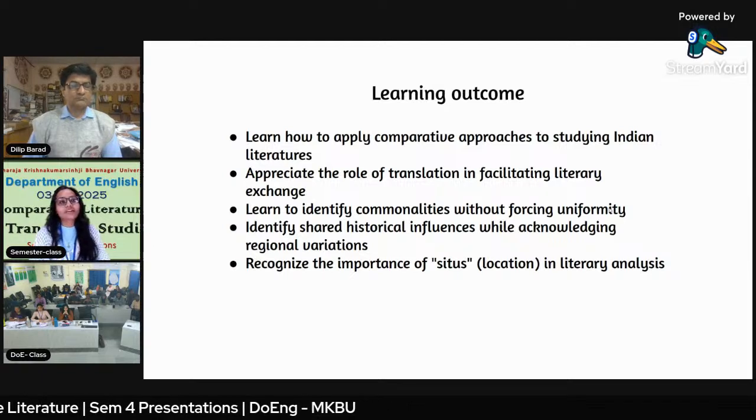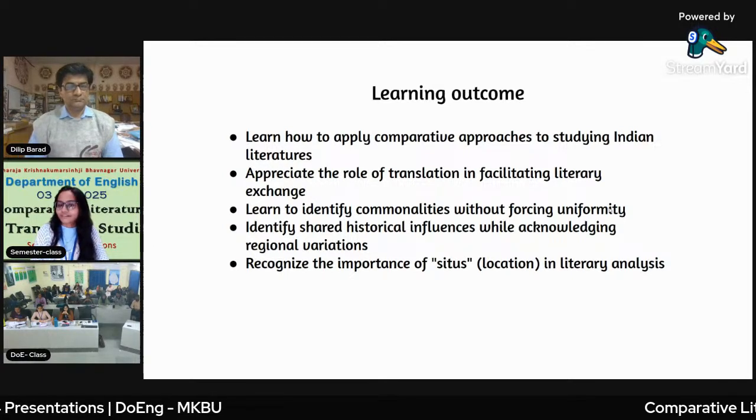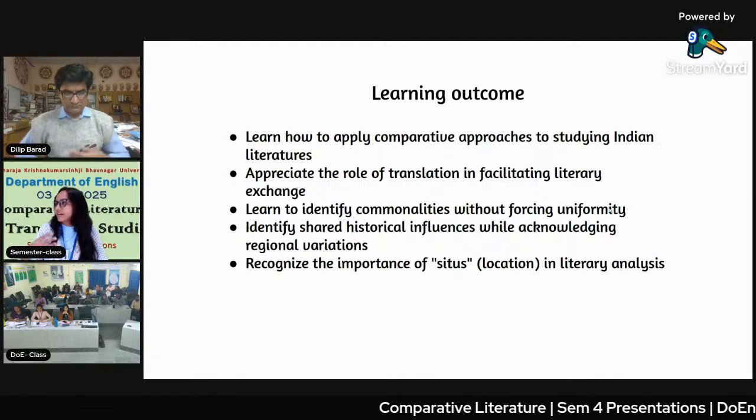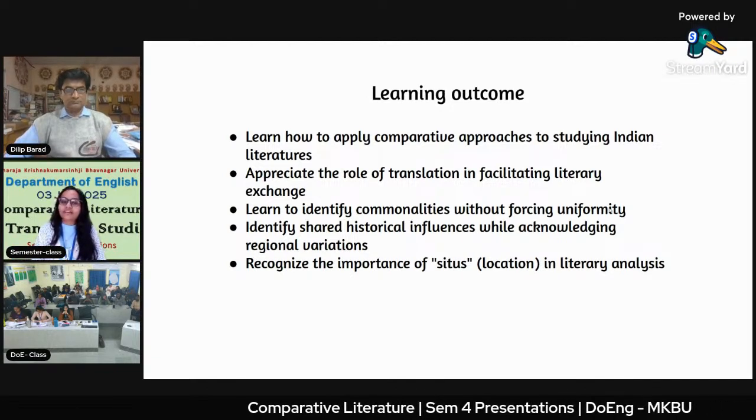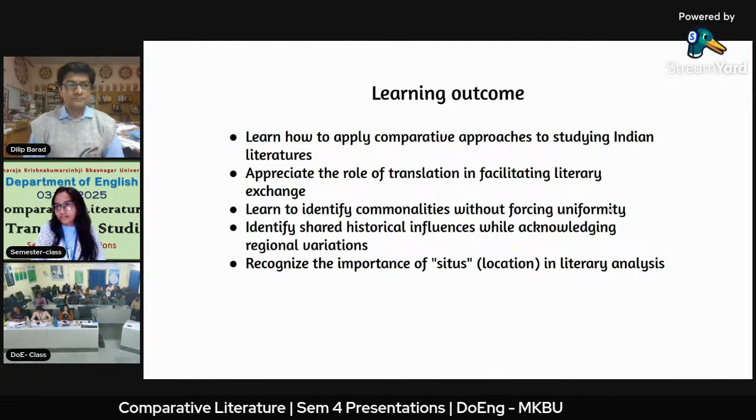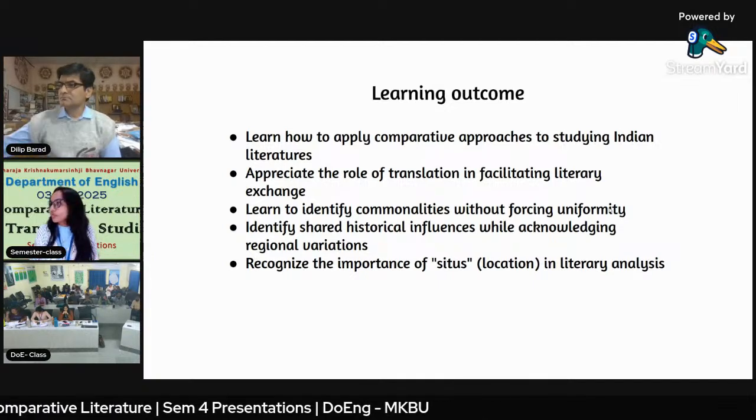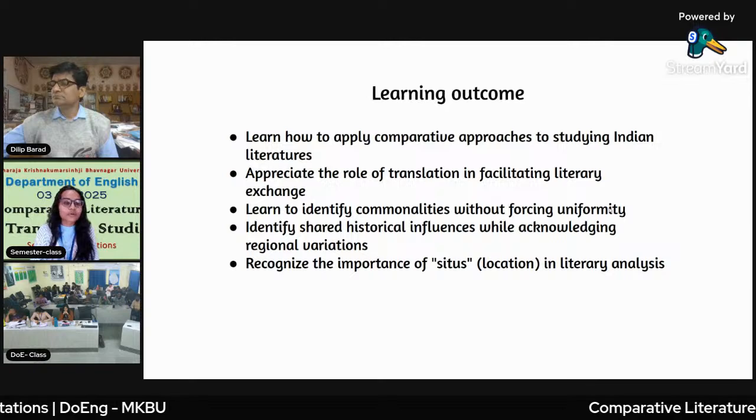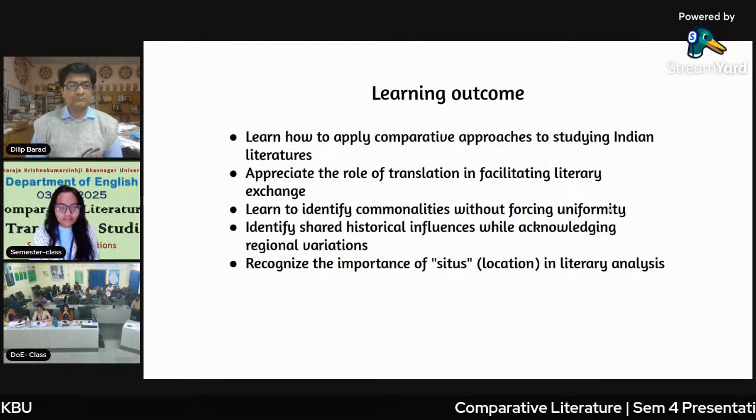I also learned how the role of translation is necessary in doing comparative analysis, because a text is written in various languages, whether Mexican or Russian, but translation is the only means through which we can explore the other world literature. So that also helped me by reading this article.